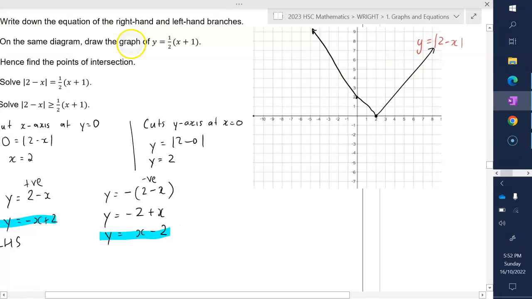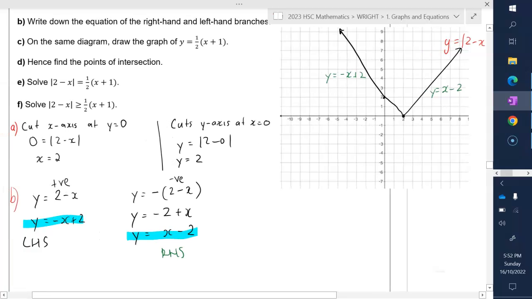Let's actually write that up there. So, oops, sorry, that's our right-hand side. So our right-hand side line is actually x minus 2, and our left-hand side is minus x plus 2. So that's really what's happening. We haven't really thought of it like that before in our Year 11 work, but that's what actually is happening.